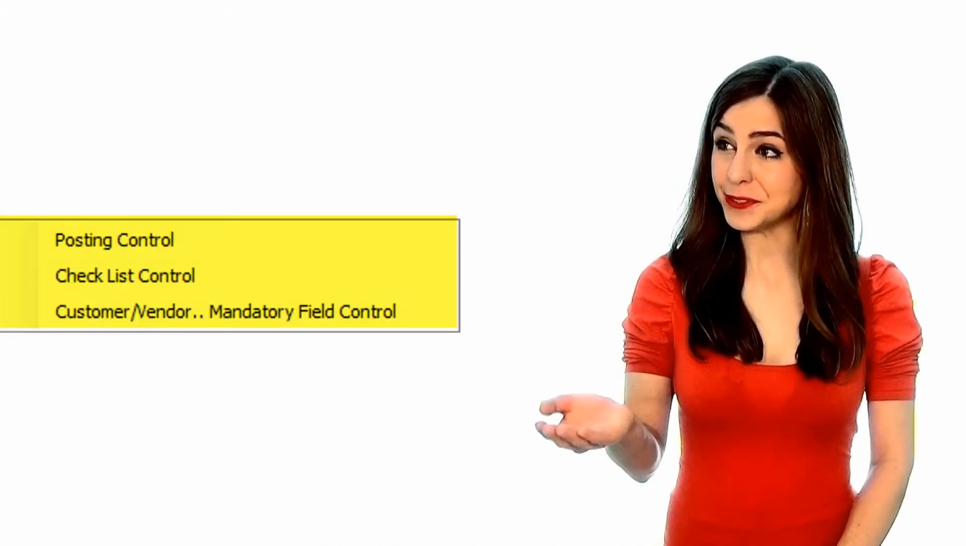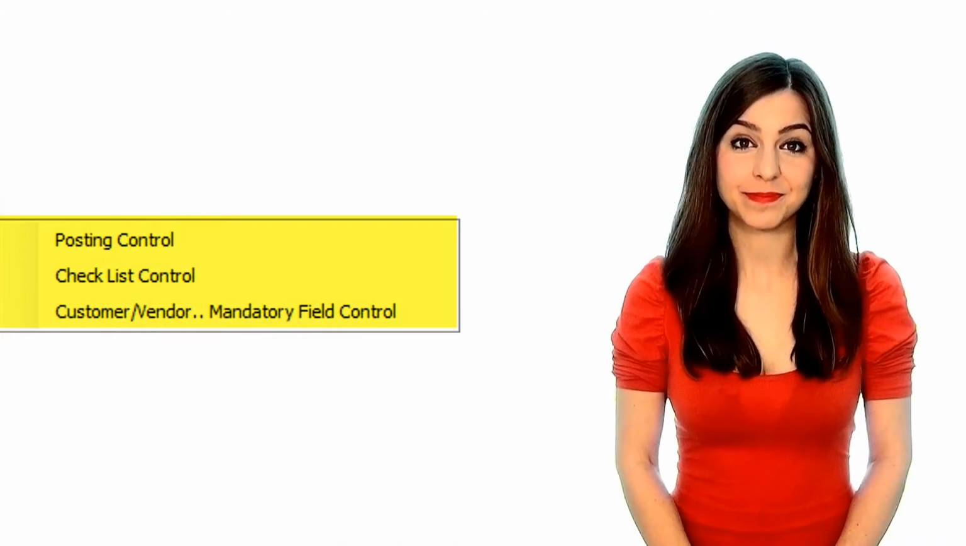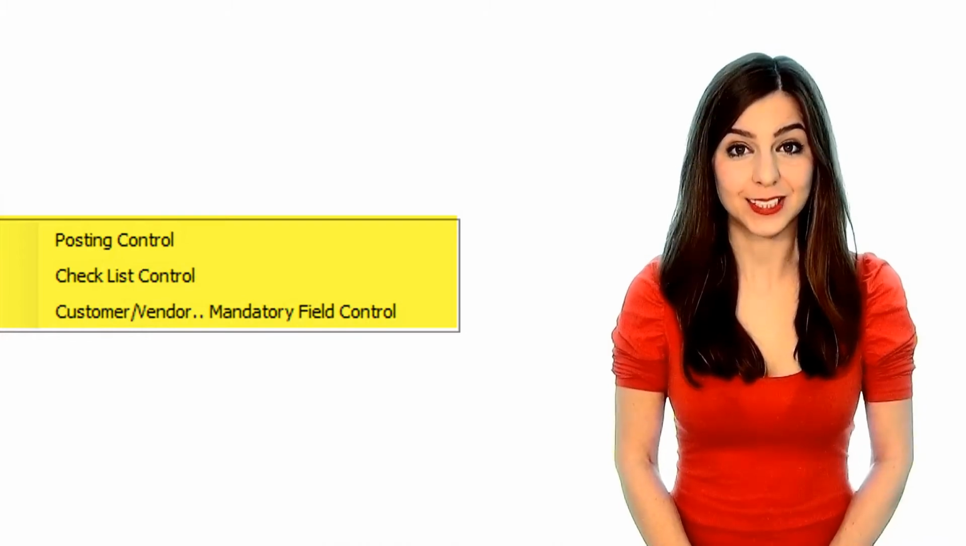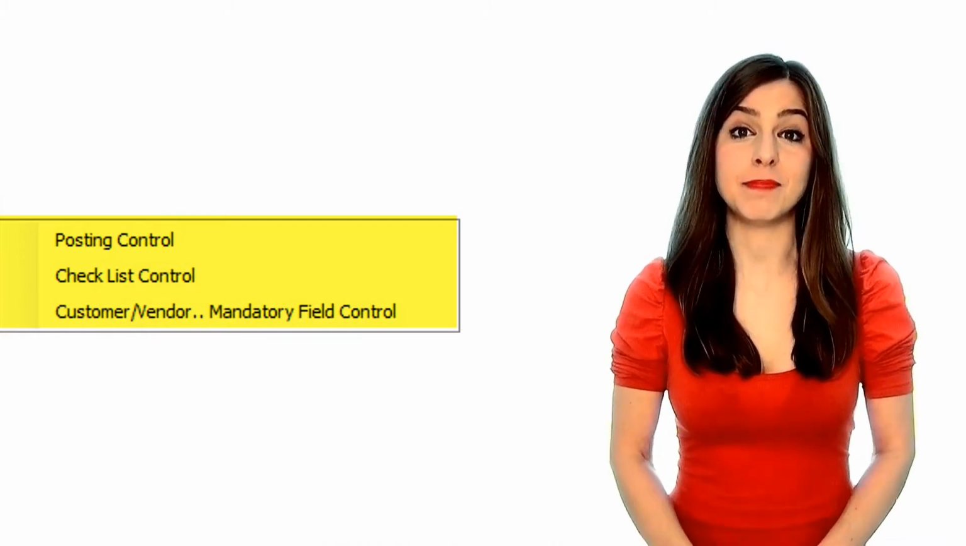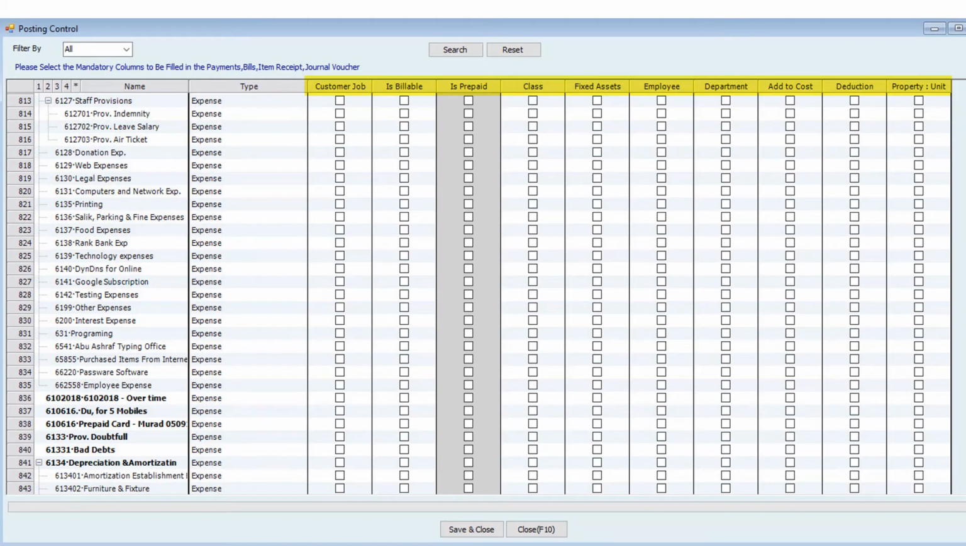Let's discuss the controls found in the File menu now. The main benefit from it is to save time, since it will take charge of keeping users on track instead of requiring an actual person to do that. As you can see here, controls are divided into 3 main parts: posting control, checklist control, and customer and vendor mandatory field control. First, posting control contains the mandatory columns to be selected and filled in the payment, bills, item receipt, and journal voucher, which means that data here has to be filled in by users when creating entries.